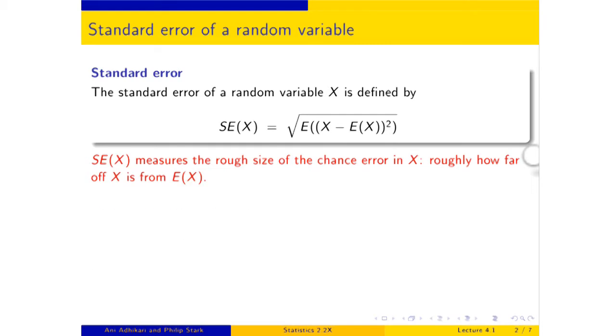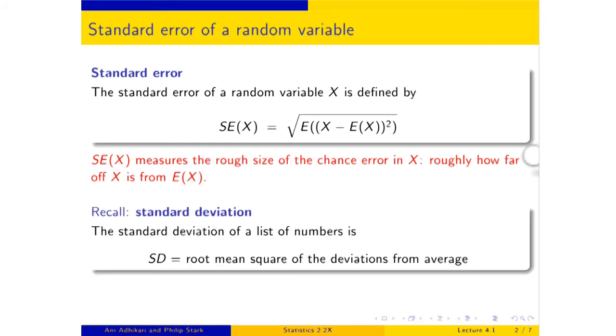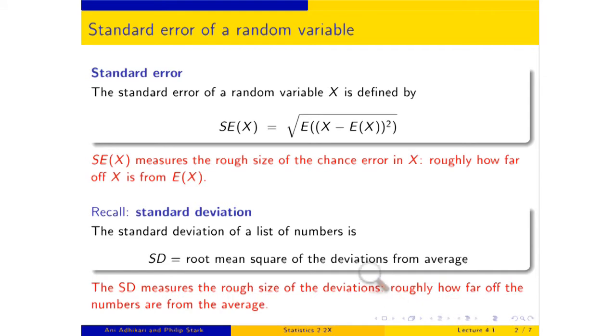And you will recall this is exactly analogous to the standard deviation of a list of numbers. What was that? That was the root mean square of the deviations from average. Yeah, it's coming back from the mists of Stat 2.1. That's right. So, you have a list of numbers, you have its average, analogously the expectation. You look at the deviations from average, which is now the chance error, how far off your random variable is from the expectation. You squared the deviations, so you square your chance error. You took the mean of the square of the deviations before, you take the expected value of the square of the chance errors now, and you take the square root after that in both cases. And what did the SD measure? The SD measured the rough size of these deviations, roughly how far off the numbers are from the average. And so now you have replaced average by expected value.